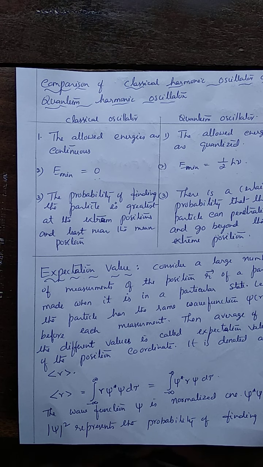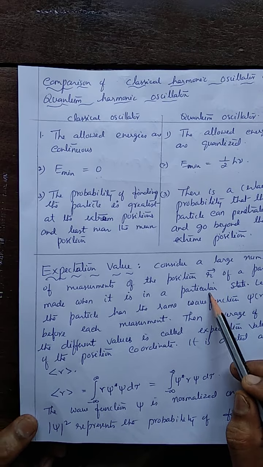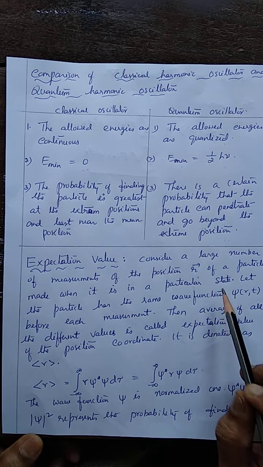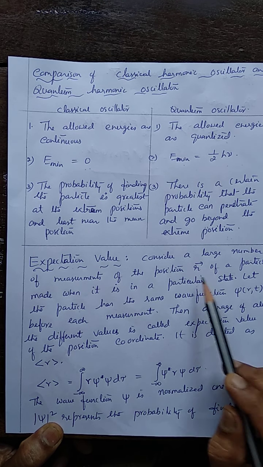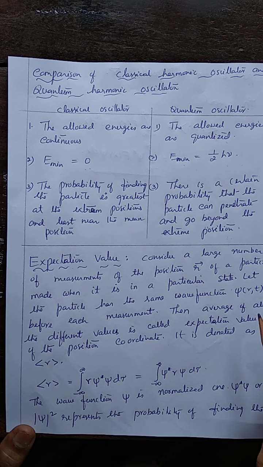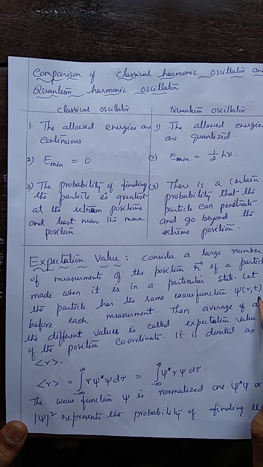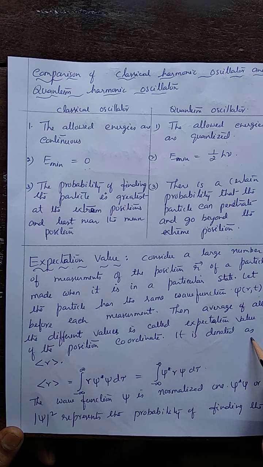Similarly, in quantum mechanics, the average value is given by the term called expectation value. It is similar to the average value or mean value in classical mechanics. See here, consider a large number of measurements of the position of the particle, here a quantum particle, not a macro particle, a micro particle, say an electron. Say a large number of measurements of the position r of the particle is made when the particle is in a definite state. Then the particle is associated with the wave function psi of r, t before each measurement. Then the average of all these different values is called the expectation value of the position coordinate.